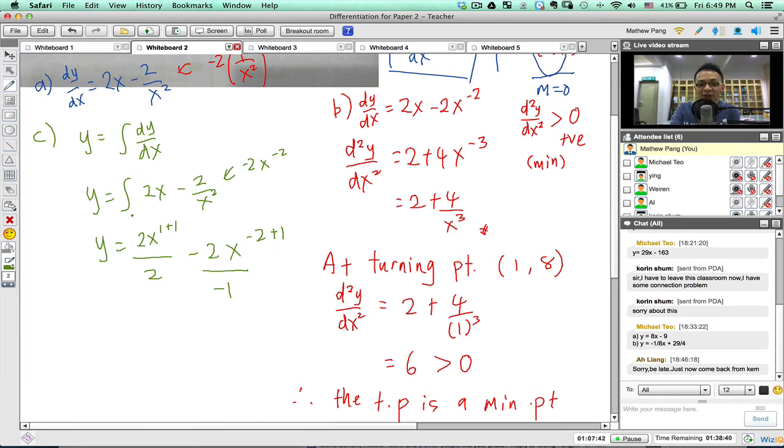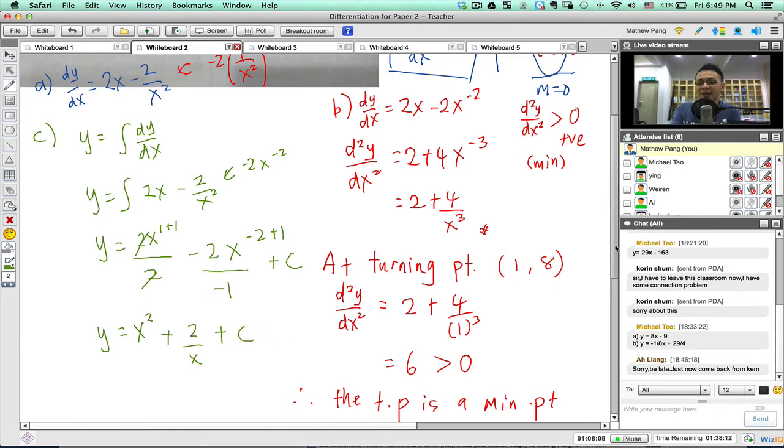And remember, when you integrate this one, there is no limit, so you must add plus C, because you might have had some constant value here that went missing after you differentiated. Now I'm going to simplify this one. So y equals x squared. Negative and negative, I get positive, so plus x to the power of negative 1, which is 2 over x, plus c.